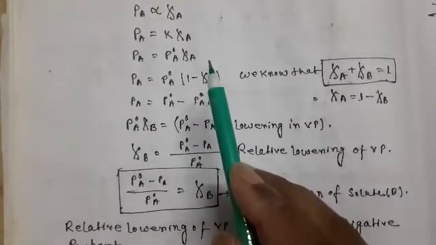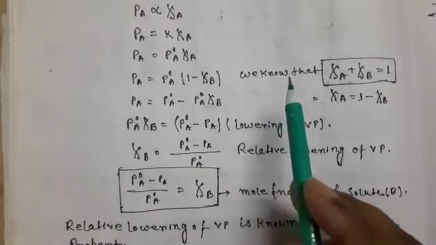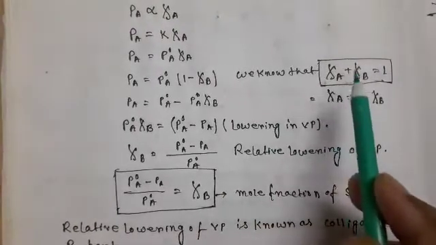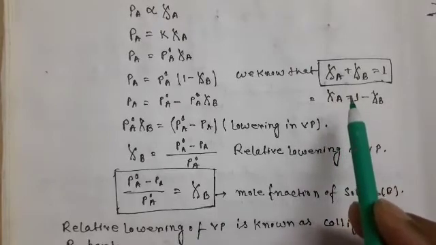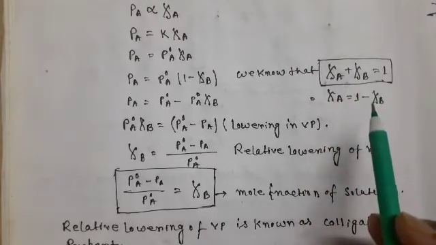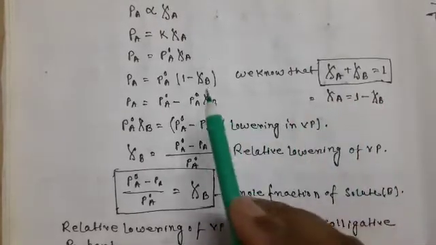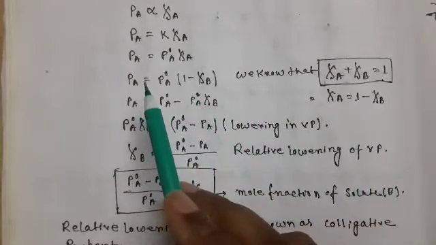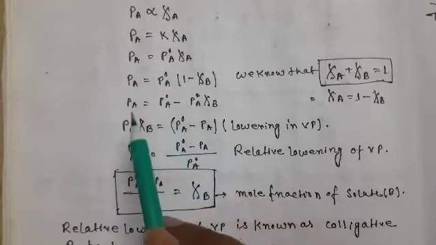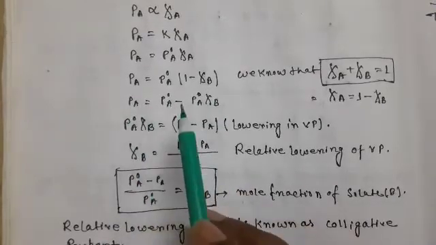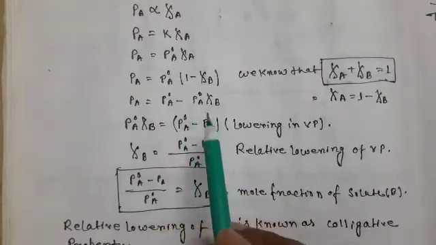is the mole fraction of A. We know that the mole fraction of A plus the mole fraction of B is equal to 1. Now the mole fraction of A is equal to 1 minus the mole fraction of B. Now put this value in this equation, that is Pa is equal to P naught A into 1 minus zeta B. Then Pa is equal to P naught A minus P naught A zeta B.